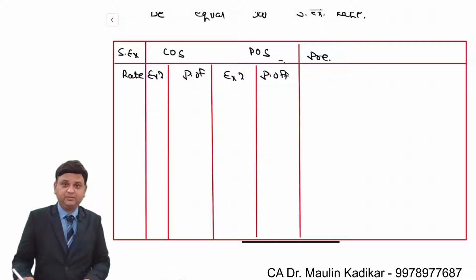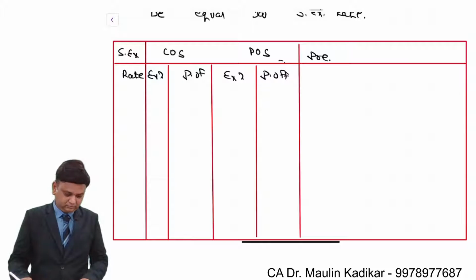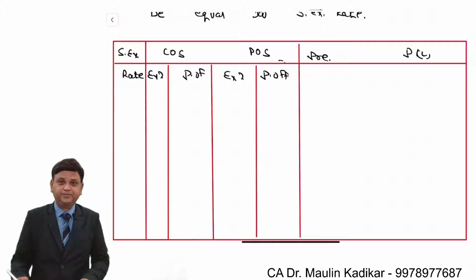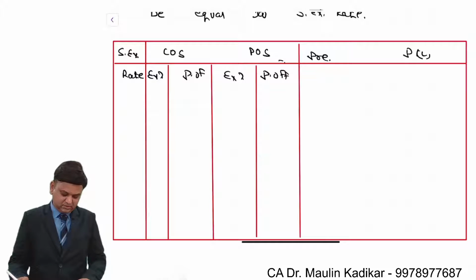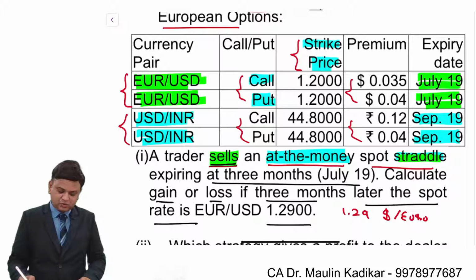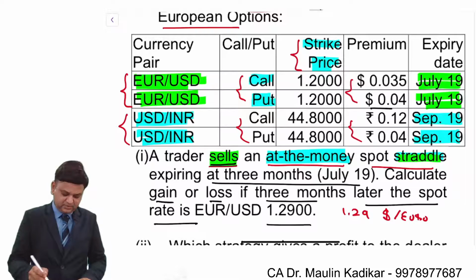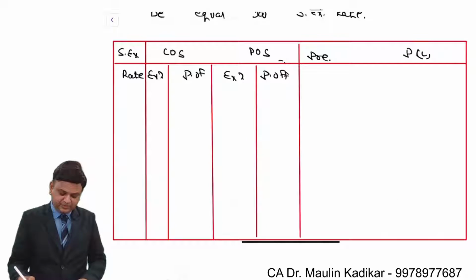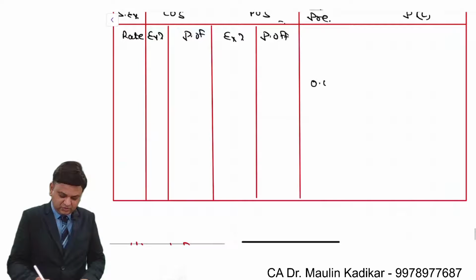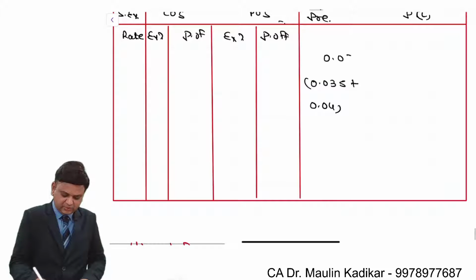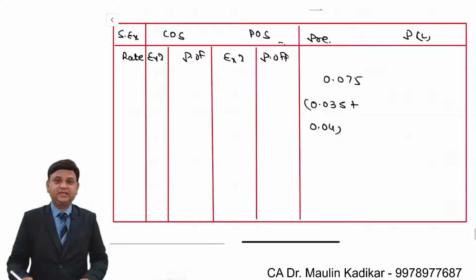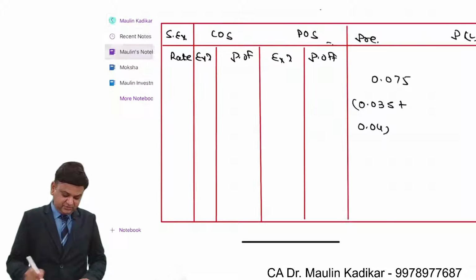The amount of the premium. The next is a profit or loss. This is what we understand. If you have sold options, we will receive premium. So the amount of the premium is 0.035 plus 0.04. So we receive premium 0.075. That is the amount of the premium that we have received.